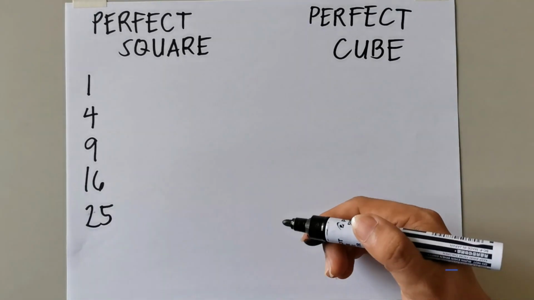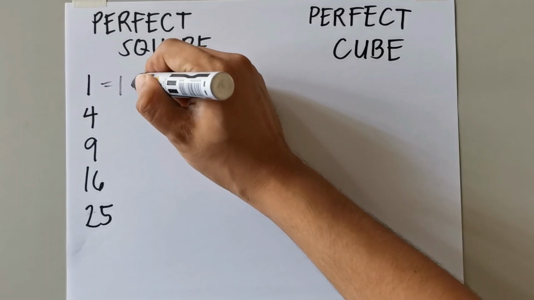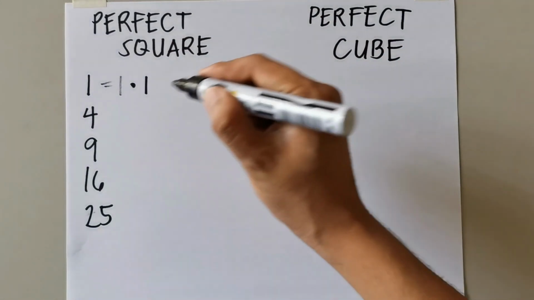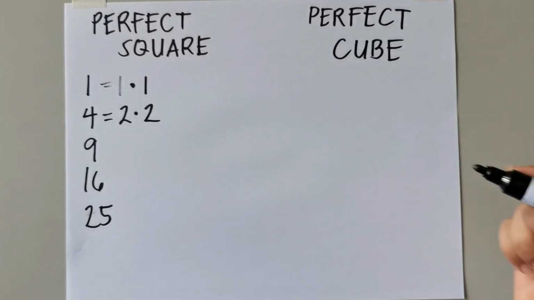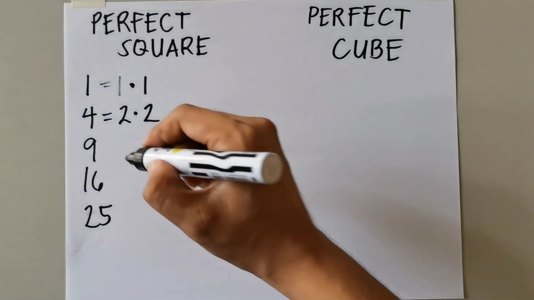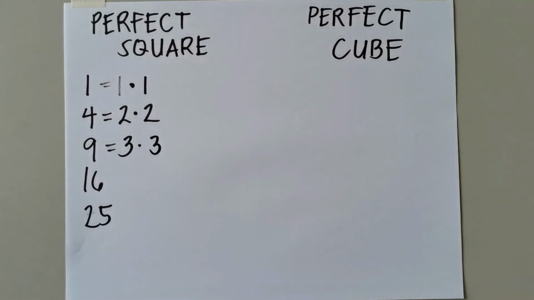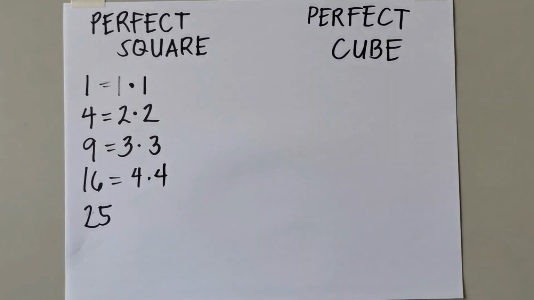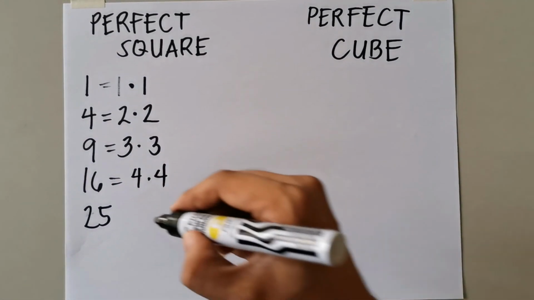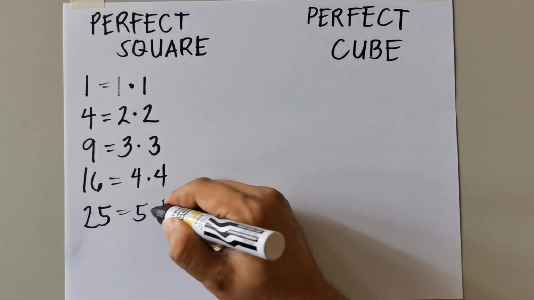For example, for number 1, we have 1 times 1. For 4, we have 2 times 2. For 9, we have 3 times 3. For 16, we have 4 times 4. And for 25, we have 5 times 5.